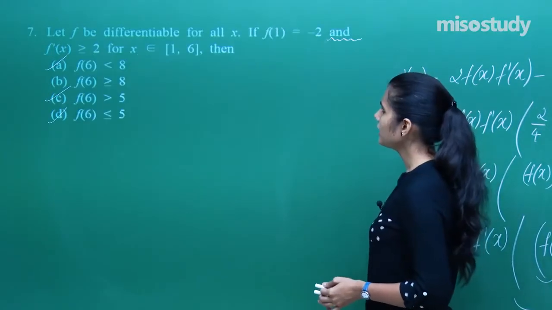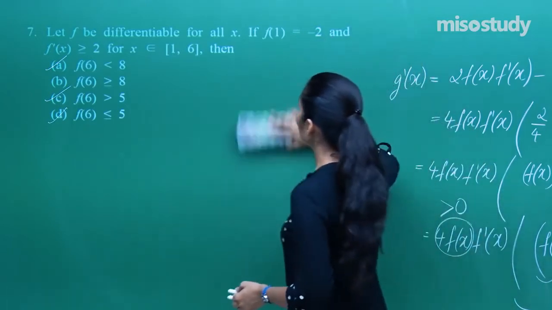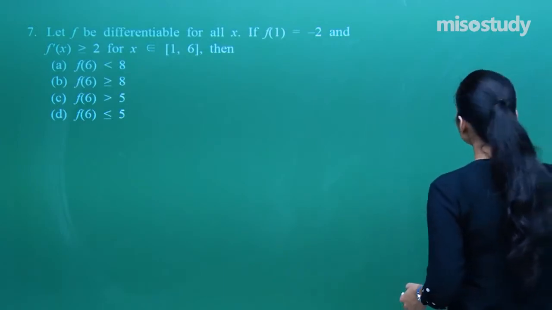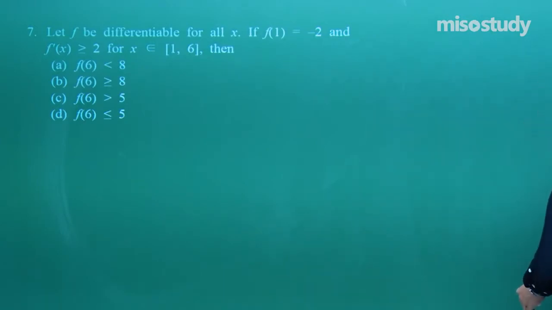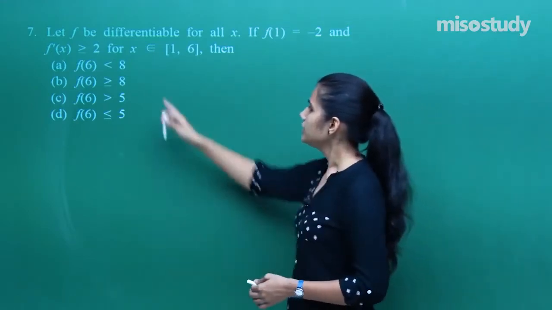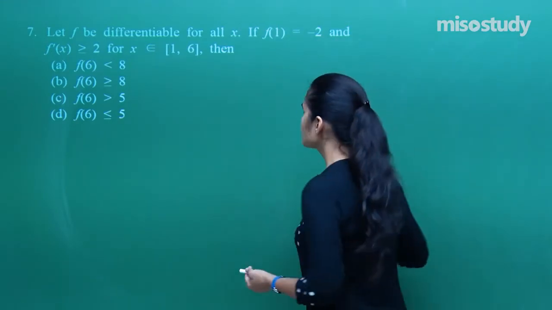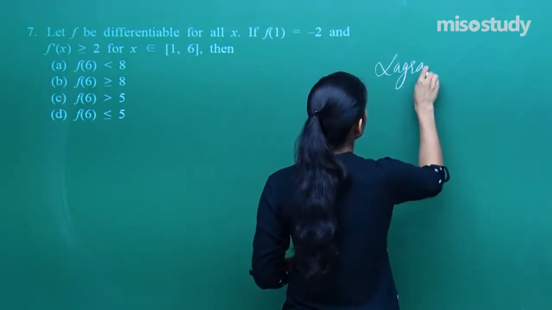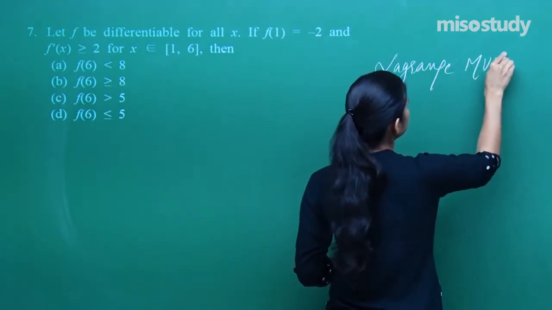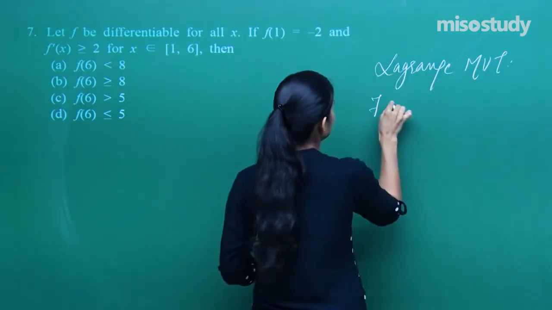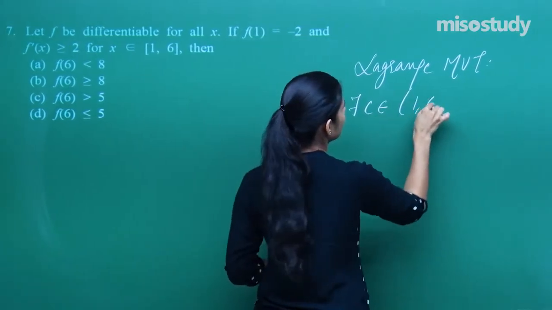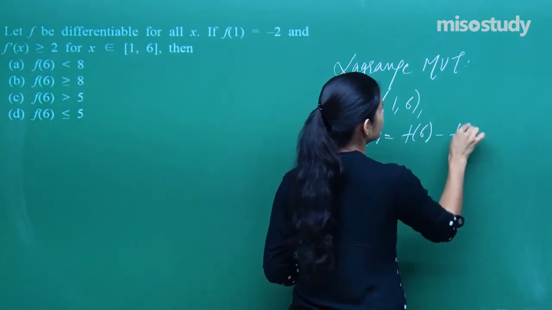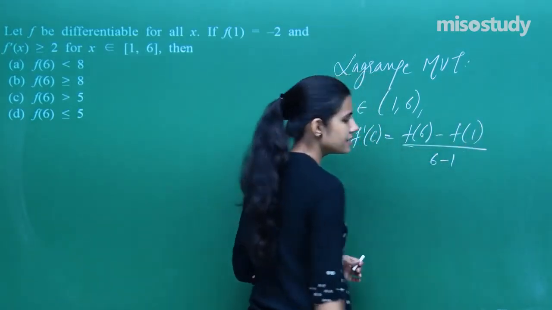Moving to the next question: let f be a differentiable function for all x. If f(1) is minus 2 and f'(x) is greater than or equal to 2 for all x in the interval 1 to 6, then talk about these inequalities being true or false. Since I am given all the hypotheses, directly the Lagrange mean value theorem I will be interested in. There exists c in this interval such that f'(c) is f(b) minus f(a) upon b minus a.